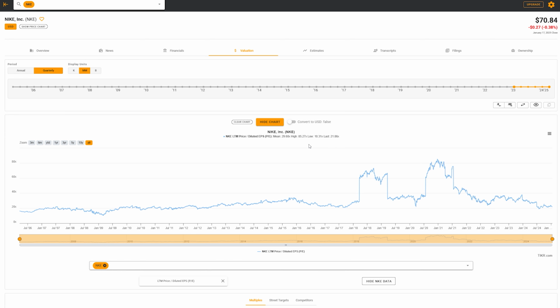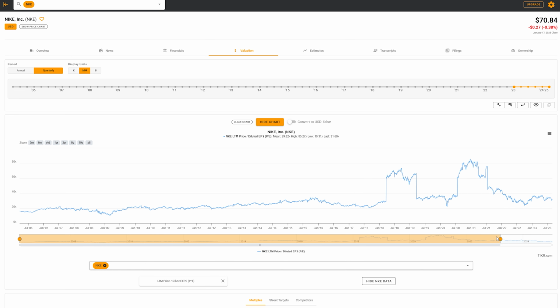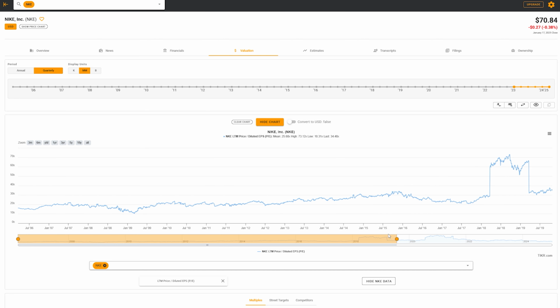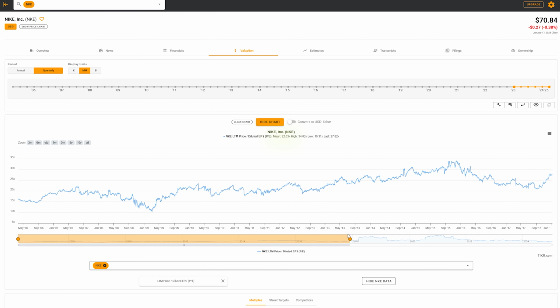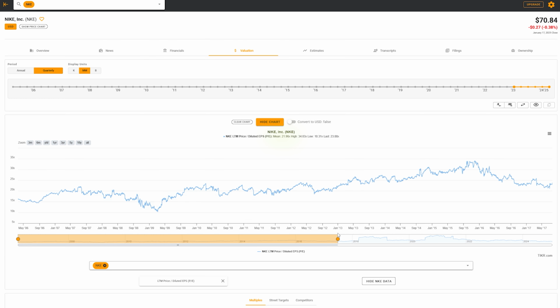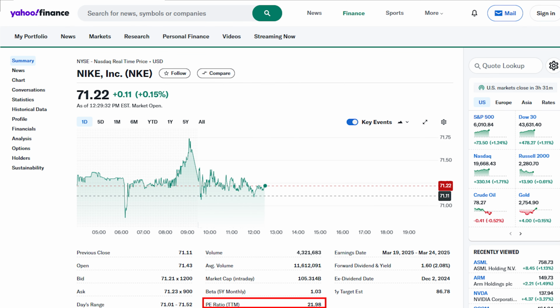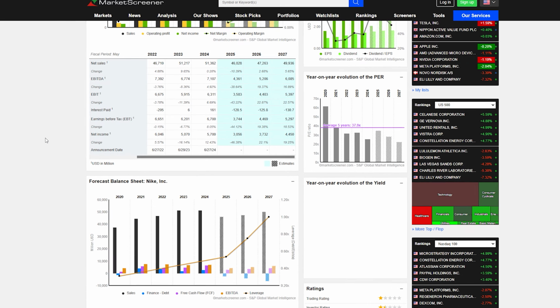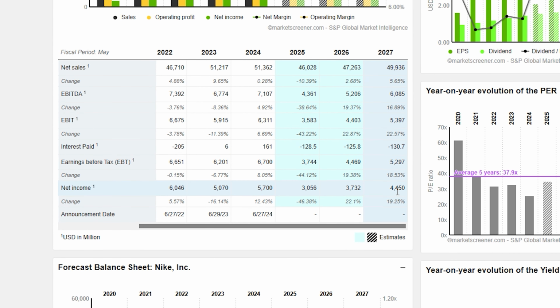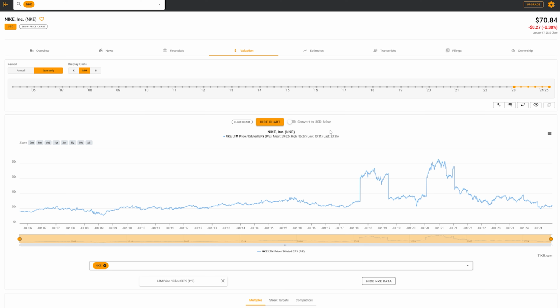However, I usually exclude these peaks caused by external forces to get a clear picture. After removing these anomalies, the adjusted PE averages at around 22, depending on the time frame analyzed. Based on the current PE ratio, Nike appears to be fairly valued at its current price. However, if the stock price remains unchanged and analysts' estimates for declining earnings hold true, Nike could become overvalued in the next years. This kind of historical context is important when assessing a stock valuation, so always take the time to look at the past trends before making any investment decisions.